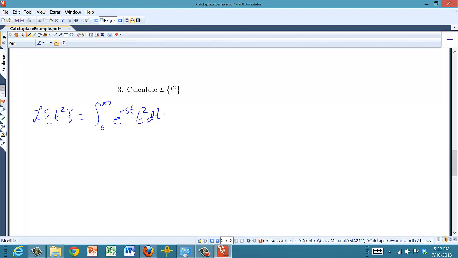Whenever you're calculating Laplace transforms by hand from this integral definition, it's pretty common to need to do integration by parts. But it's doable. So this is the one I want to differentiate. That's my v. That one I can integrate to u. So this is negative 1 over s e to the negative st t squared, evaluated at 0 and infinity, minus the integral from 0 to infinity, negative 1 over s e to the negative st times 2t dt.